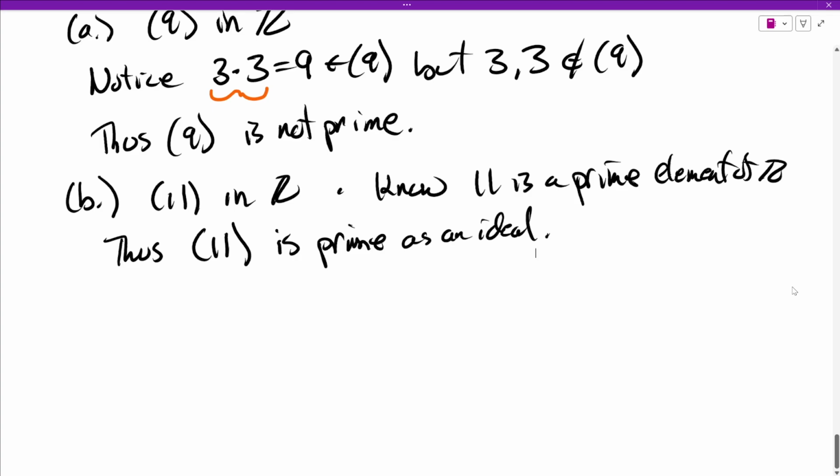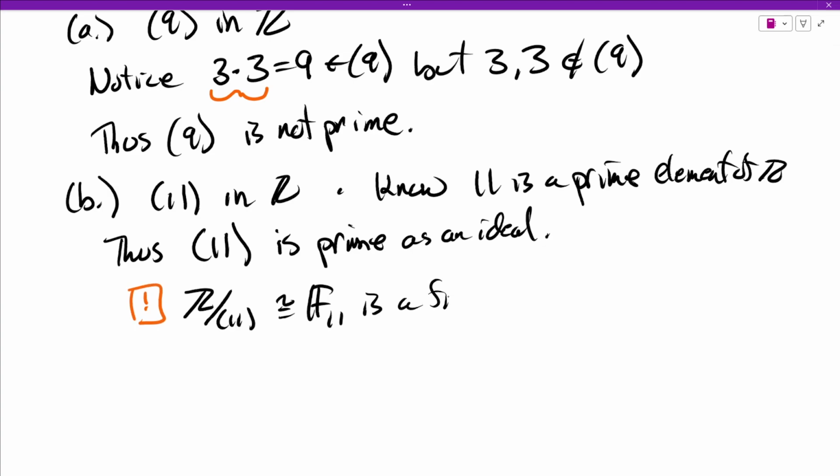And let me observe something here. This is not part of this, but let's observe something for a second. Z mod 11 is a field. It's F11, and that is a field. Just going to observe that. Oh, let's also observe this up here as well.